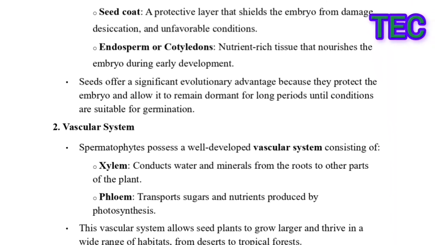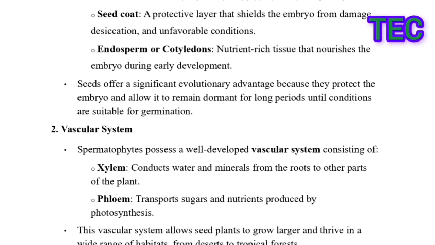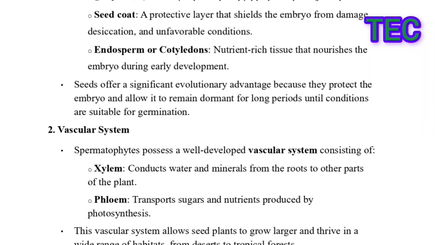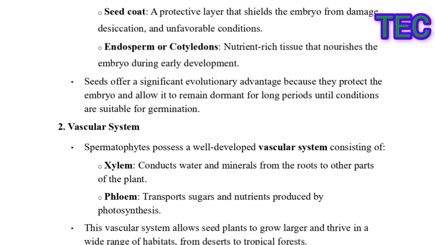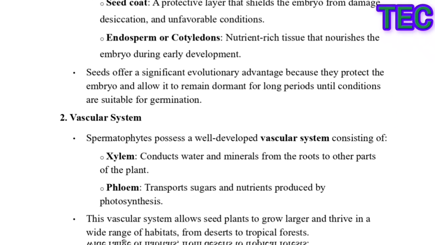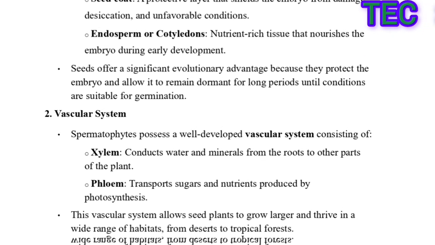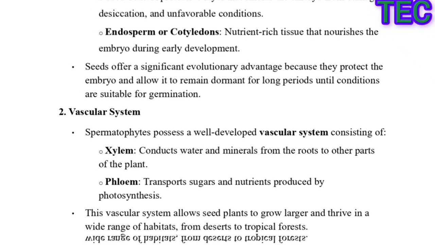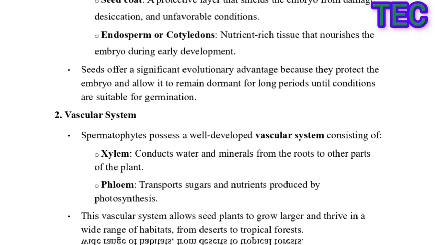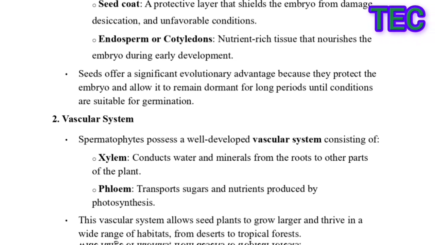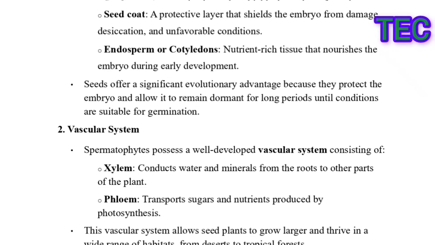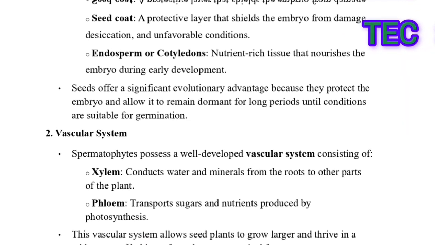Advantages over spores. Seeds provide several advantages over spores, such as better protection for the developing embryo and the ability to remain dormant until conditions are favorable for growth. You can take this example. Maybe you planted maize and harvested it, now you have the maize seed. You can store that maize seed and plant when conditions are favorable. So that maize seed goes into a stage of dormancy. That's an advantage for spermatophytes compared to pteridophytes and bryophytes.